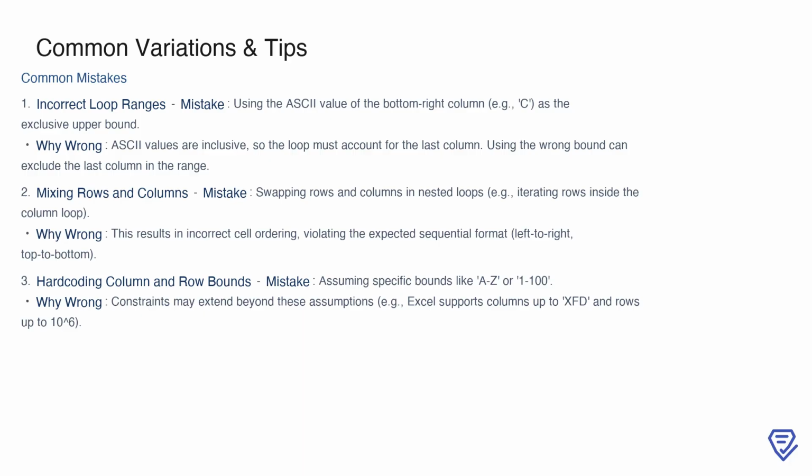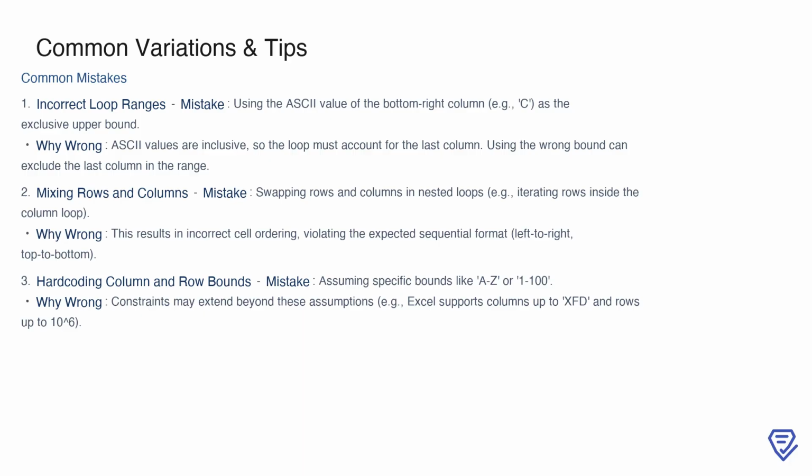When solving this problem, there are several common mistakes to avoid. First, be cautious with loop ranges. A frequent issue is using the ASCII value of the bottom right column, like C, as an exclusive upper bound. Remember, ASCII values are inclusive, so failing to account for this can leave out the last column in your range.